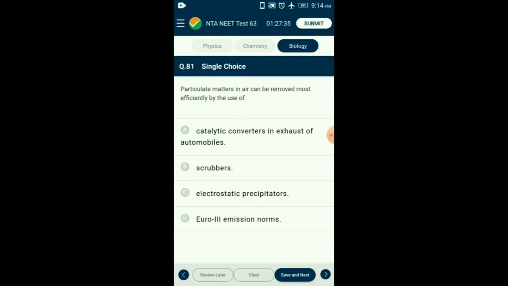These electrons attach to dust particles, giving them a net negative charge. The collecting plates are grounded and attract the charged dust particles. The velocity of air between the plates must be low enough to allow the dust to fall. Answer is option C, electrostatic precipitators.